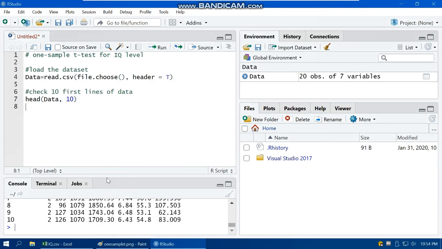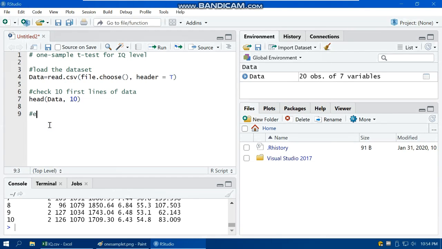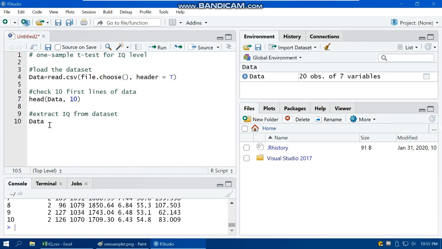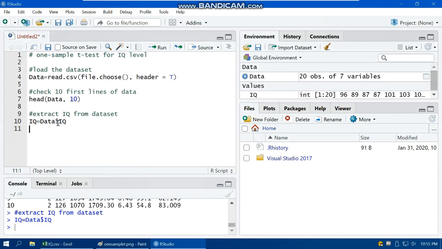So what I'm going to do is extract IQ as an object to avoid using the $ sign a lot. So I extract IQ from this data set. From data, I use the $ sign, then I select IQ and store it in an object with the name IQ. So here is IQ, I can see the values for the IQ.